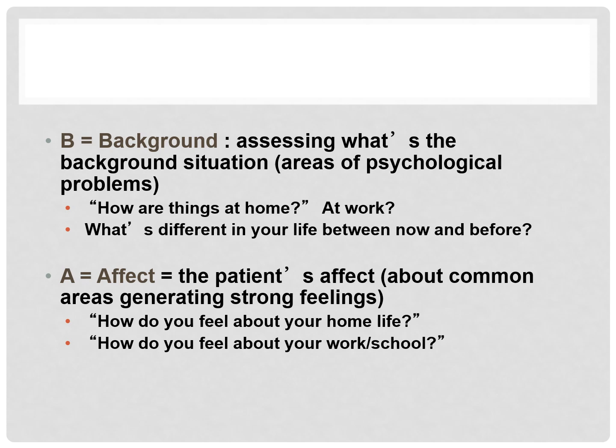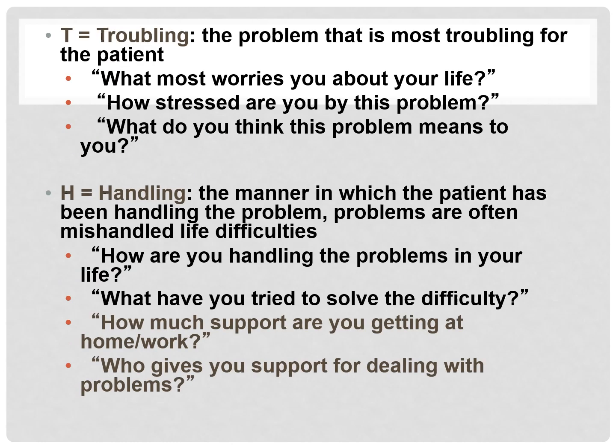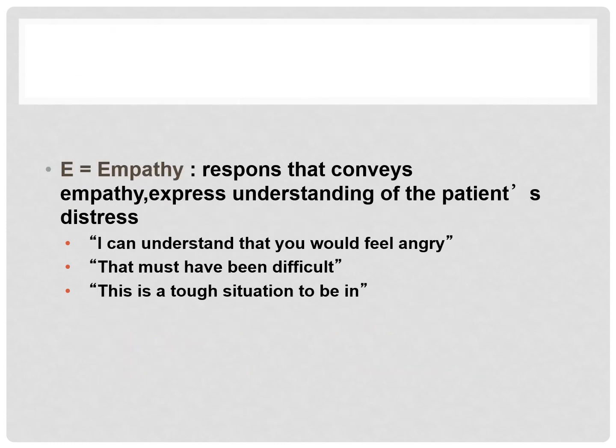So how are things at home, at work, and what's the difference in your life between now and before? A is your affect, the patient's feelings about common things. So how do you feel about your home life? How do you feel about school? Then T is your troubling, the problem that is most troubling for the patient. So what's your problem? What stresses you out? H is for handling, the manner in which a patient has been handling the problem. Problems are often mishandled life difficulties. And E is for empathy, a response that conveys that you understand the patient's distress.